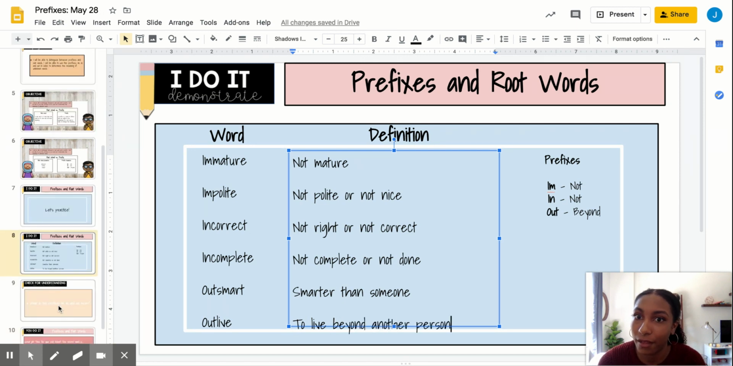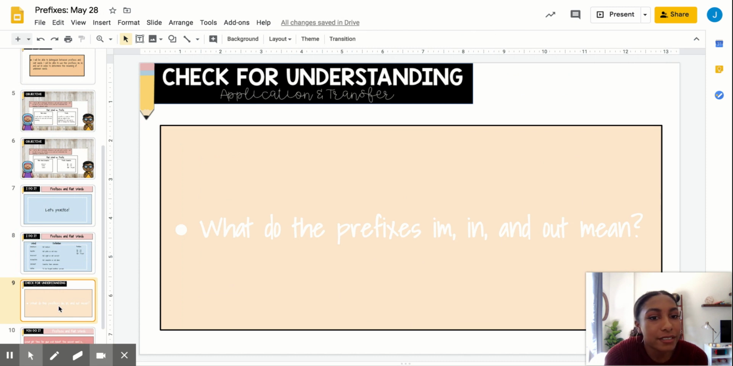Right. So what do our prefixes im, in, and out mean? We know that im and in mean not, and out means beyond. We also know the definition of a prefix is a word or letters that you put together that change the meaning and they go before the root word. We know that a root word is a word that can stand on its own and have its own definition.